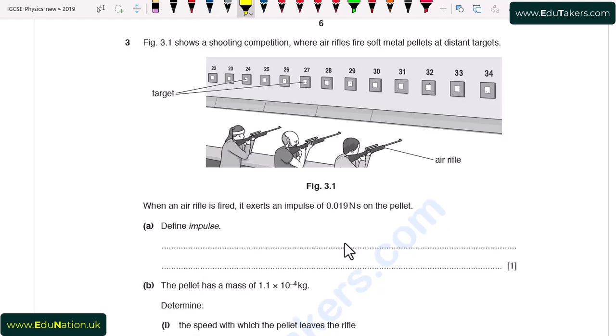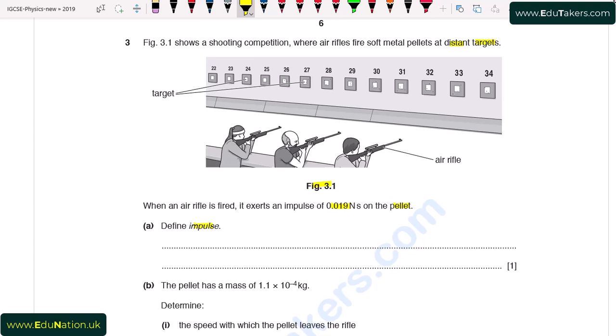Question number 3. Figure 3.1 shows the shooting competition where air rifles fire soft metal pellets at distance targets. So here is the figure 3.1. When an air rifle is fired, it exerts an impulse of 0.019 Newton second on the pellet. Here the impulse is given, that is 0.019 Newton second.